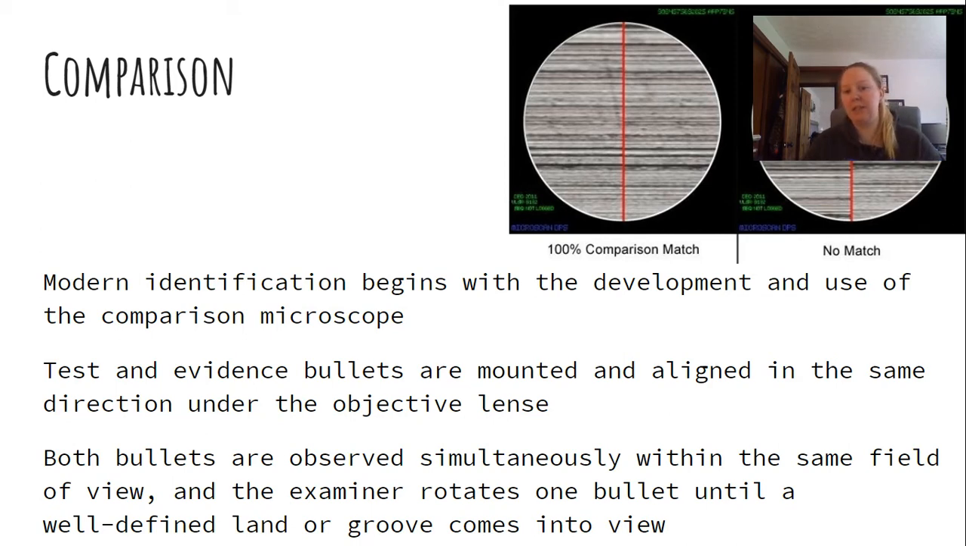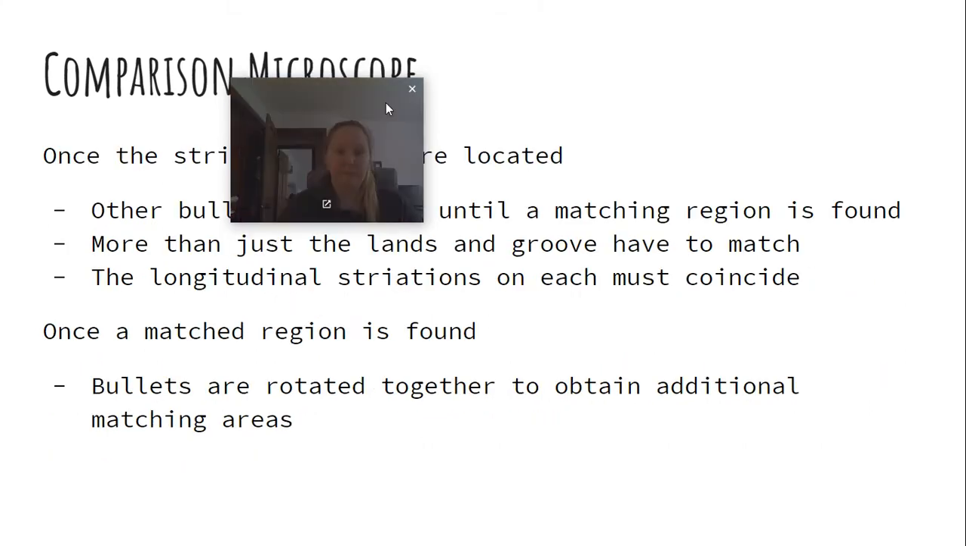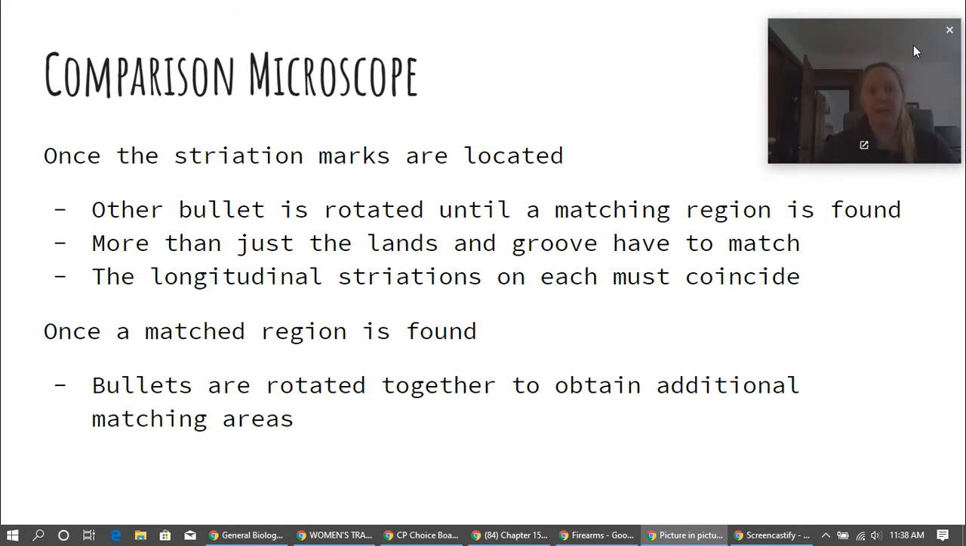The examiner rotates one bullet until a well-defined land or groove comes into view, and then twists the other one. So this is an actual microscopic comparison of 2 bullets. So here you can see it's a match, and then this here is no match. The comparison microscope, so once a striation mark has been located, the other bullet is rotated until a matching region is found. If no matching region is found, you move on to the next one.